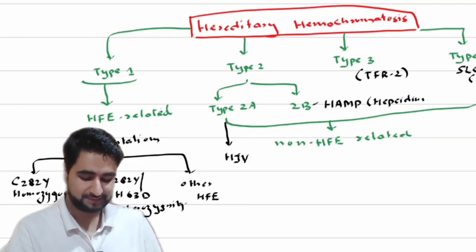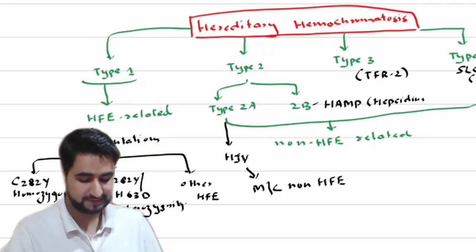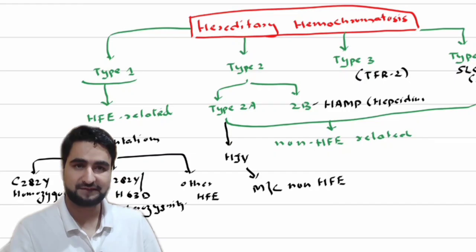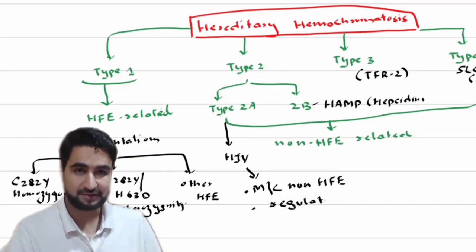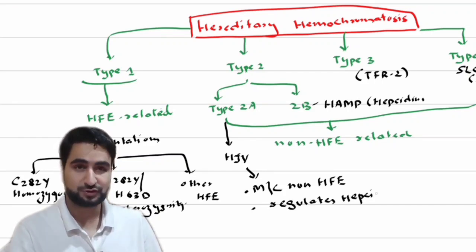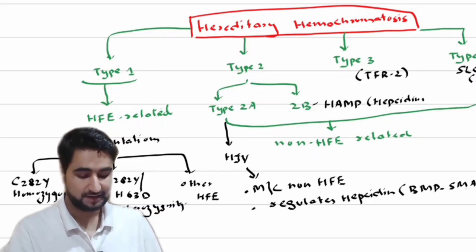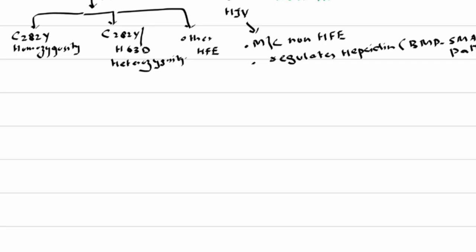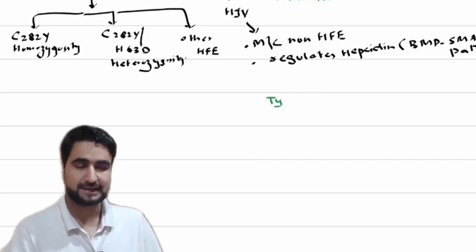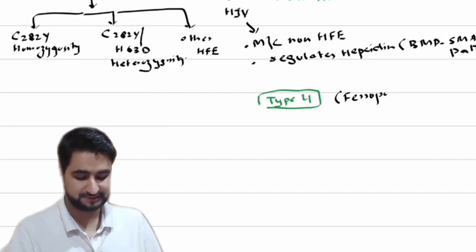Now coming to type 2A, the gene involved is HJV. Hemojuvelin is the most common non-HFE related gene involved in hereditary hemochromatosis, and it regulates hepcidin. Hemojuvelin is actually a co-receptor that regulates hepcidin via the BMP-SMAD pathway.